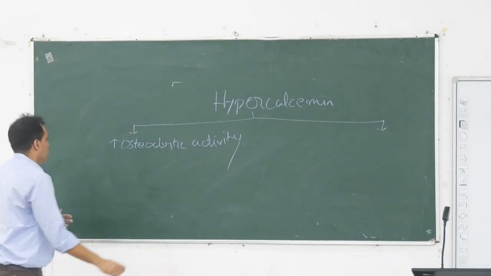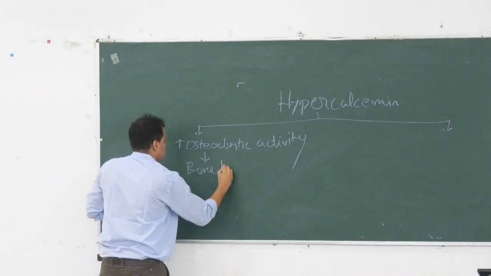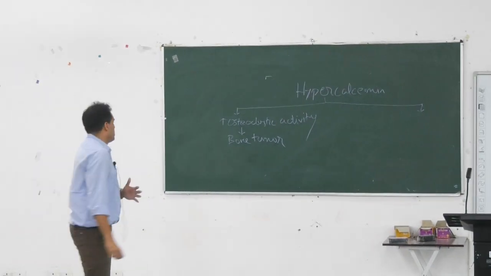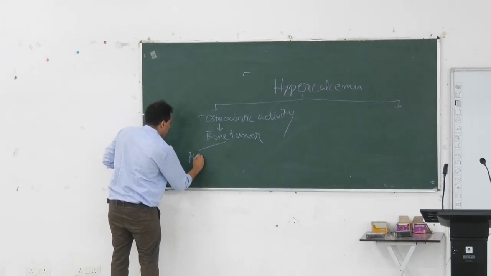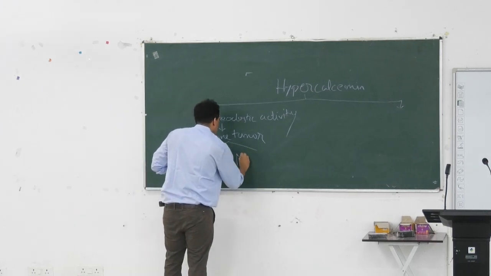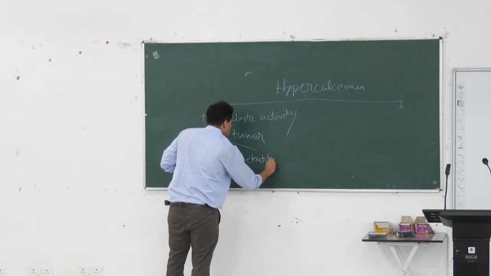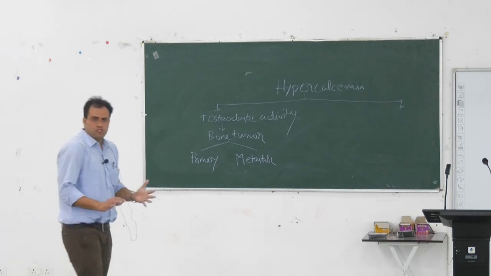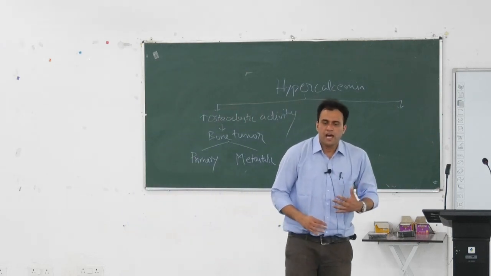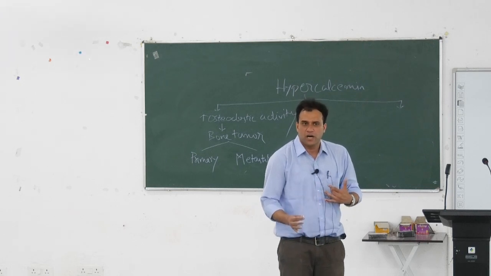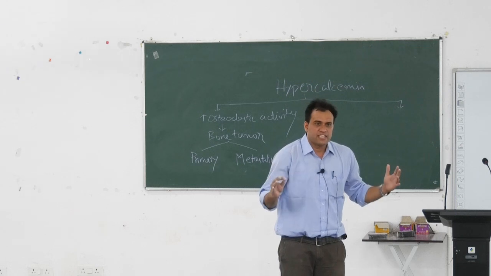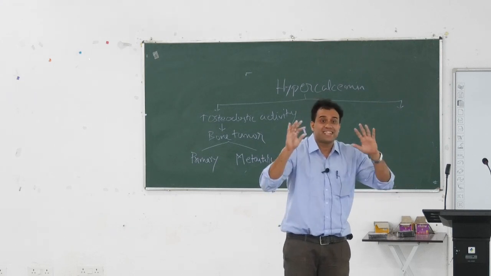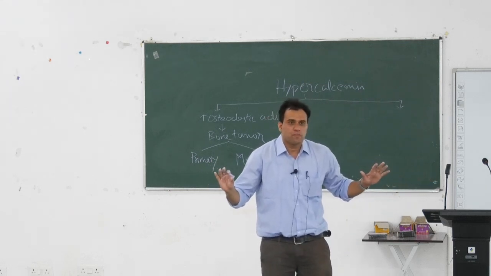Increased osteoclastic activity can be because of a bone tumor, primary to the bone or metastatic to the bone. Primary to the bone means which ones? Multiple myeloma, osteosarcoma, chondrosarcoma. These are all tumors which are primary to the bone, and there can be tumors metastatic to the bone. For example, prostatic adenocarcinoma, and advanced breast cancers can cause diffuse skeletal metastasis. But this is not a paraneoplastic syndrome, mind it.